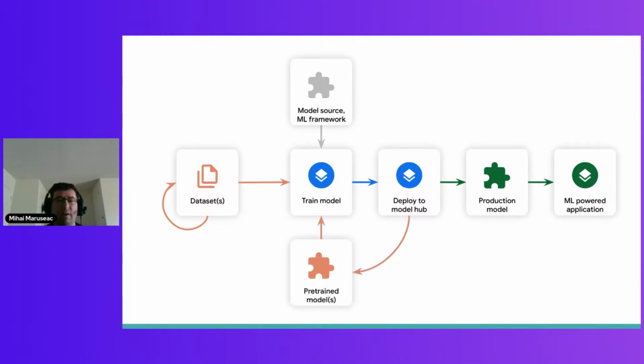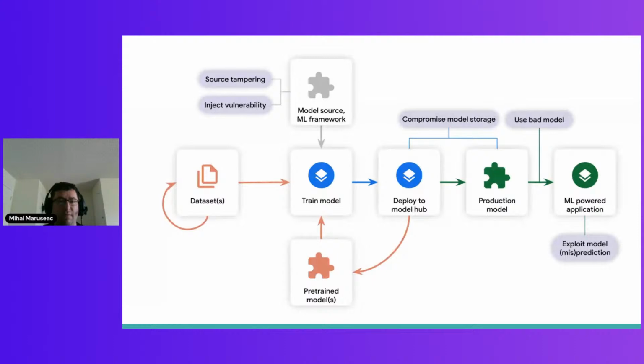And we have a similar loop when we train the model. We might take temporary models, pre-trained models, and do fine-tuning on them. Or we might take a full trained model and do model quantization to deploy it on mobile devices, and so on. So this is how the entire ML supply chain would look, like this diagram here. And every arrow here has associated risks. We have already seen the risks from training a simple model: source tampering, injecting vulnerabilities, compromising the model storage, using a bad model, and exploiting bad models.